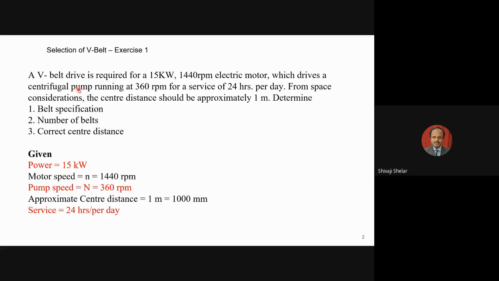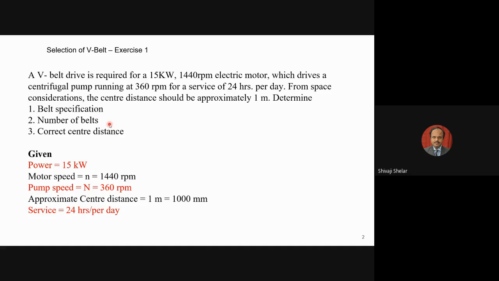So the problem statement here for today's discussion is a V-belt drive required to transmit 15 kilowatt power from a 1440 rpm electric motor which drives a centrifugal pump running at 360 rpm for a service of 24 hours per day. So it is a continuous service. From space considerations, the center distance should be approximately 1 meter. Determine the belt specification, number of belts, and correct center distance.